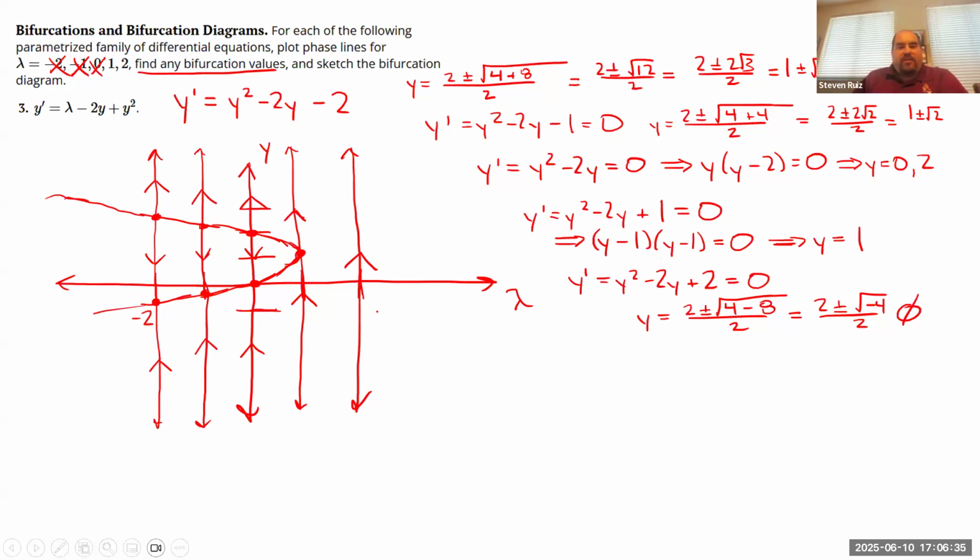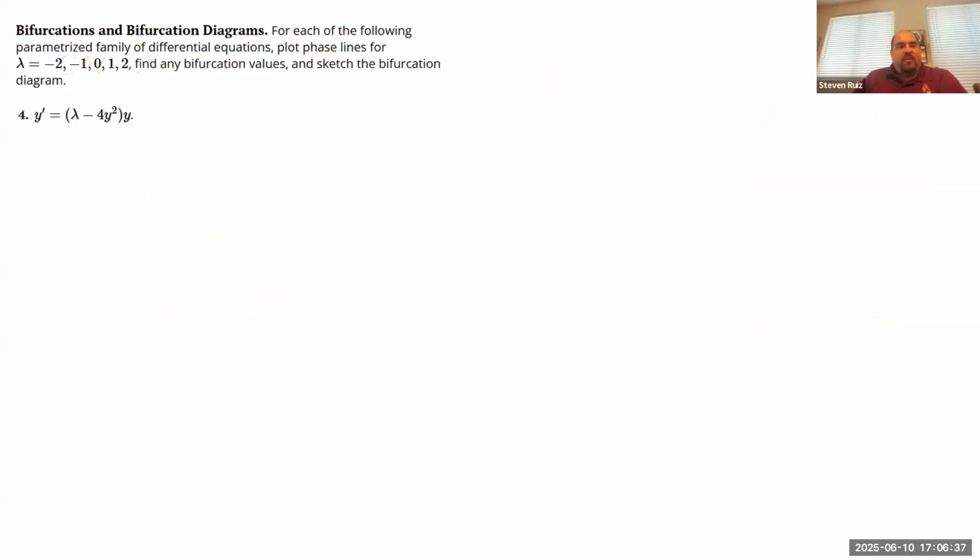All right, so that's all for 3. Let's go ahead and move on to number 4. Like I said, there are multiple ways to handle these, so I'm going to handle this one in kind of a different way. That one, I did kind of by brute force. I just drew all these without looking for bifurcation values. Now let's look for bifurcation values.